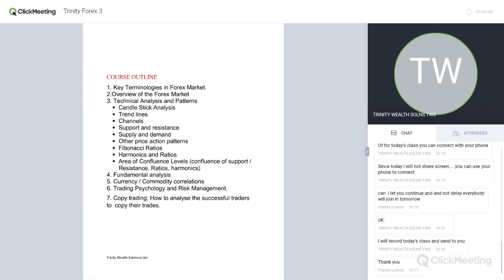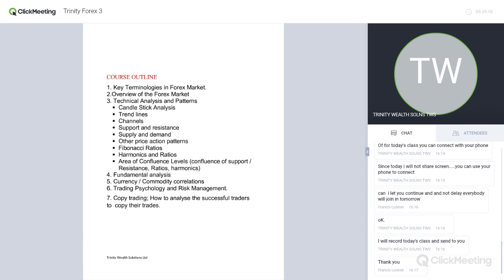Then we use what we call the candlestick analysis, which forms some patterns. We call them the trend lines, channels. Basically all these under technical analysis. Then we have the fundamental analysis, where now we rely mostly on the data or reports from the various countries of the currencies which we trade in. So fundamental analysis focuses mostly on economic data and other geopolitical factors which affect the Forex market.